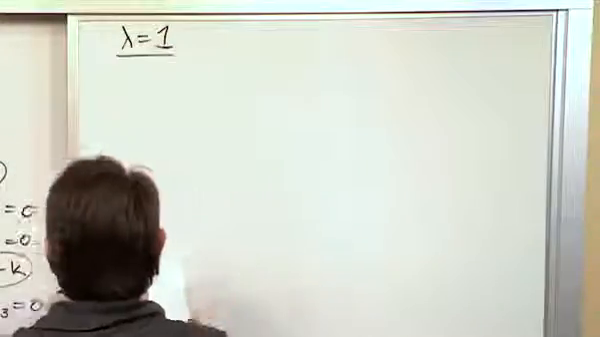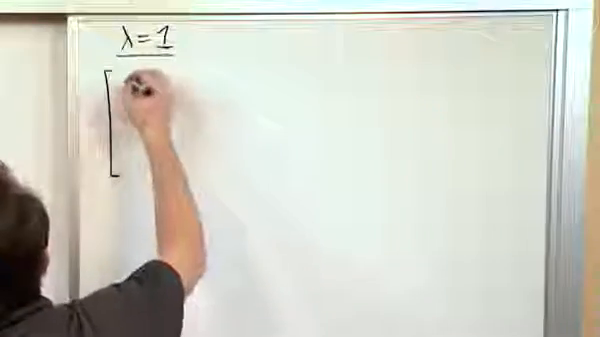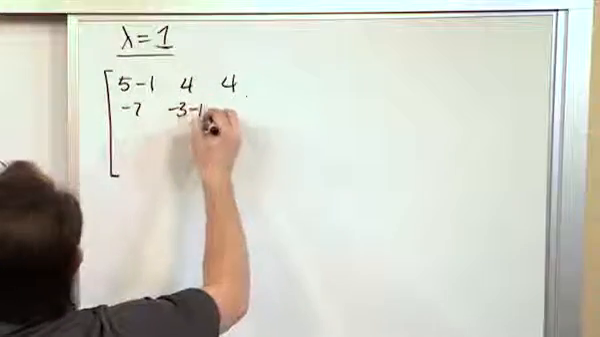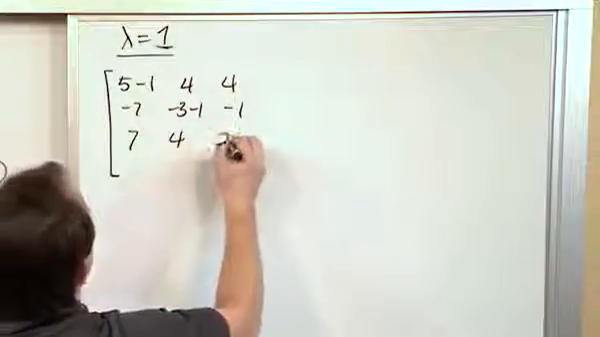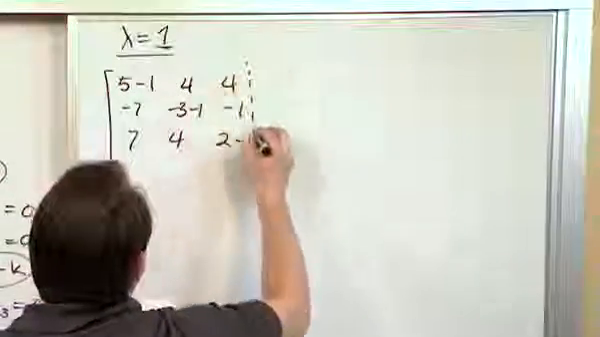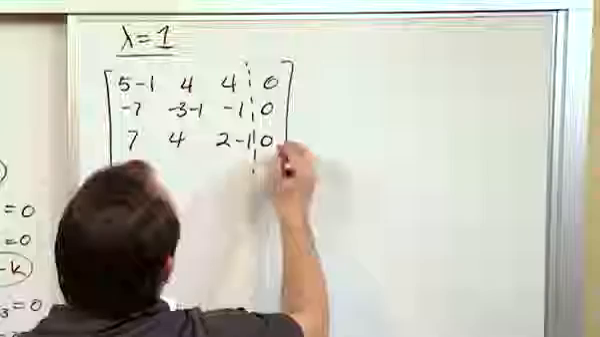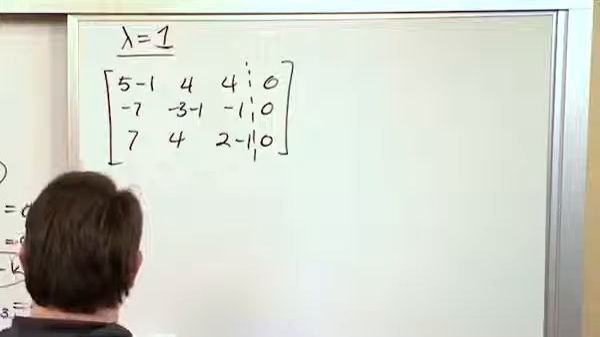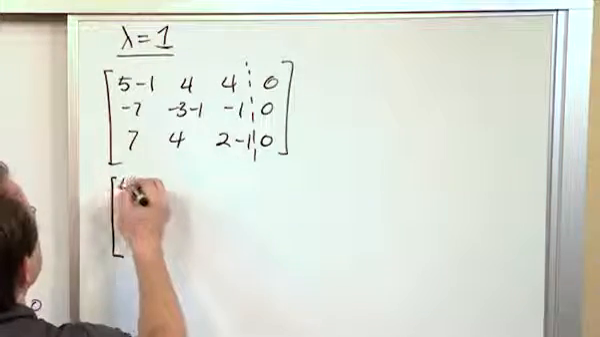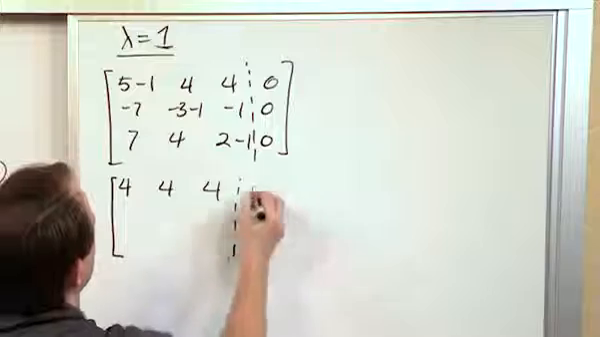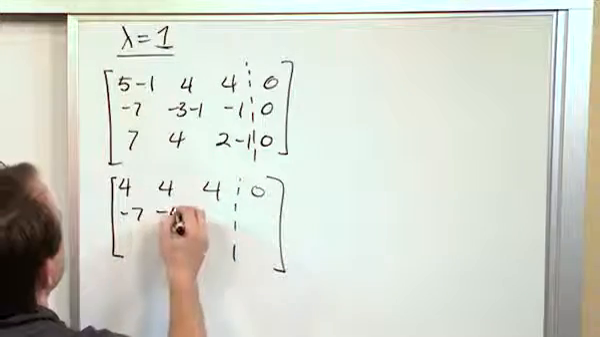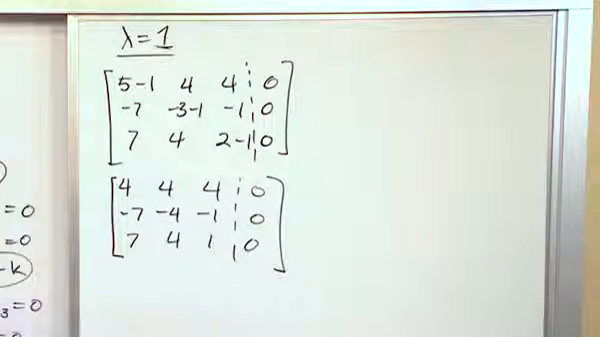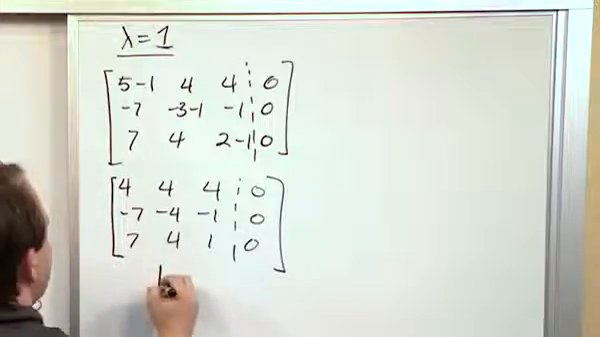What if lambda is equal to 1? Well, I go back to my original matrix: 5 minus 1, 4, 4, negative 7, negative 3 minus 1, negative 1, 7, 4, 2 minus 1. Basically, I'm going to put zeros here because I'm trying to solve this little system of equations to figure out what my vector is that makes this true. So this will be 4, 4, 4, negative 7, negative 4, negative 1, 7, 4, 1, 0. Just like that. And then I'm going to do row reduction.